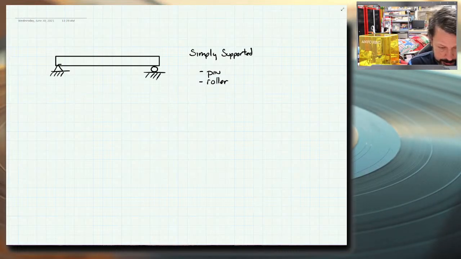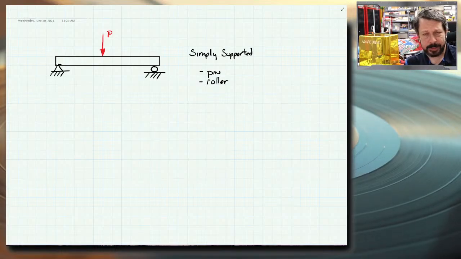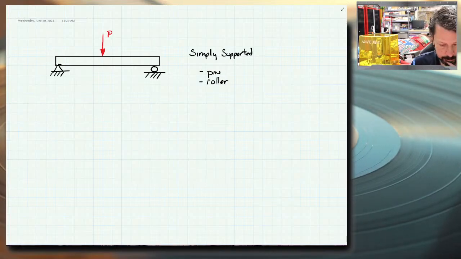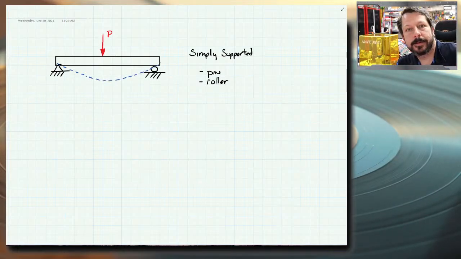So let's put a point load on here. Doesn't matter how much force. We just call it P. It could be anything. If this force is large enough in magnitude, and the beam is skinny enough, small enough, then we will deflect the beam. And so I'm going to exaggerate it, but the beam is going to do something like this. It's going to bend or flex.